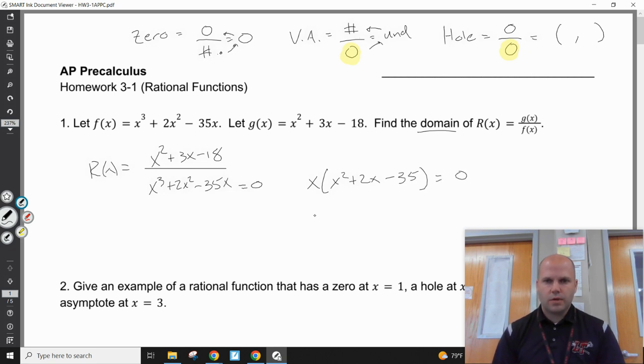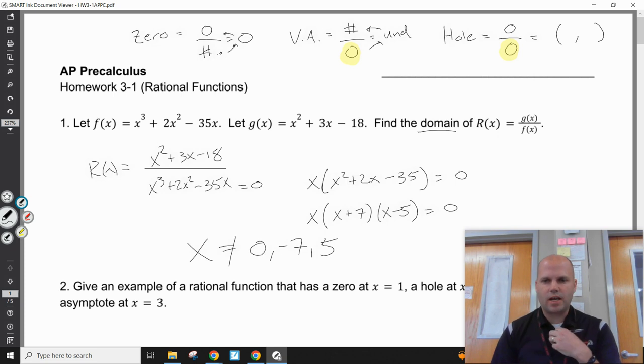Equal to 0. I'm going to factor: positive 7 and negative 5 multiply to get negative 35, add to get 2. And x cannot be 0 or negative 7 or 5. Negative 7, 0, 5. These are the values that we are not allowed to plug into our function, because we'd get a 0 in the denominator. And when we get a 0 in the denominator, we get undefined. Holes have locations, but it's still a hole on our graph where we don't have a point. So we're not allowed to plug in that value because we're going to get a 0 in the denominator.